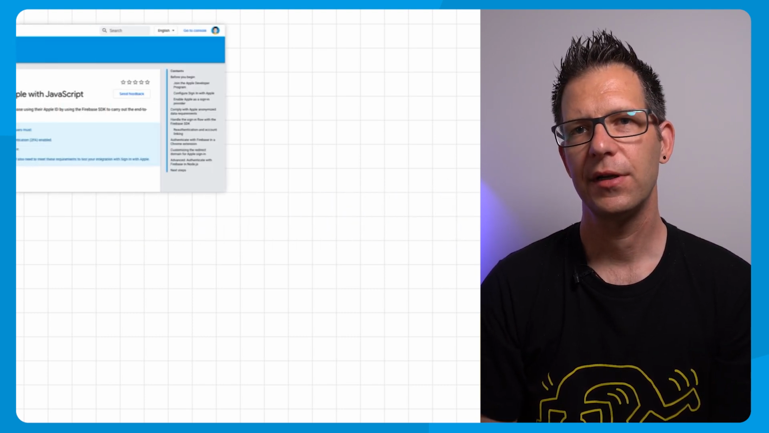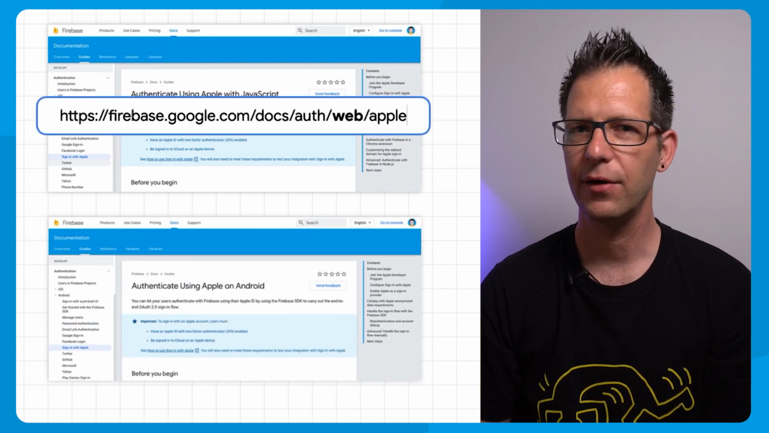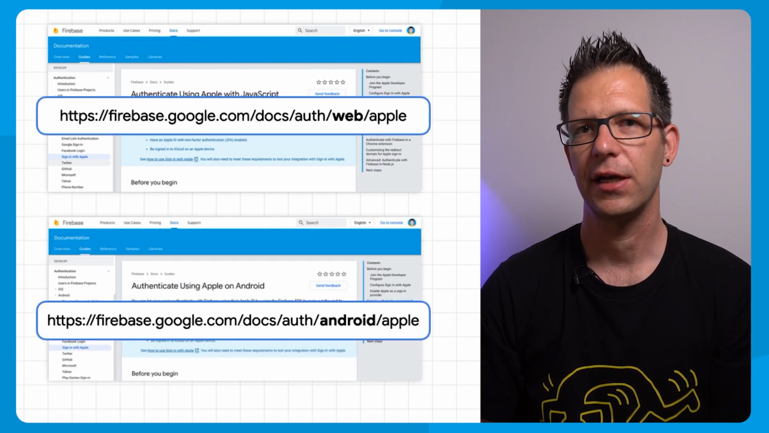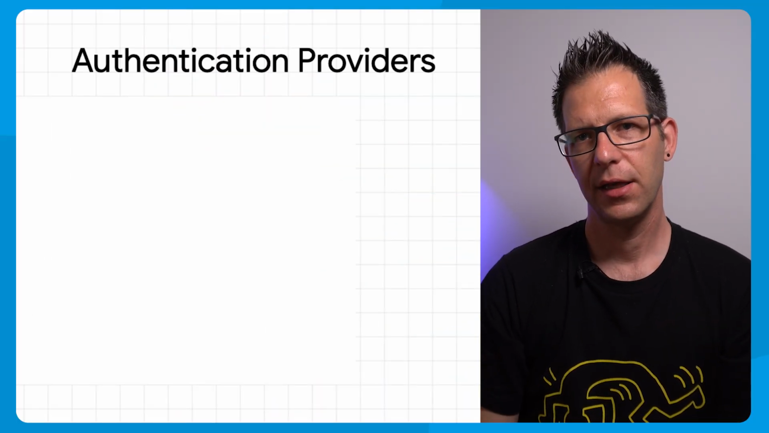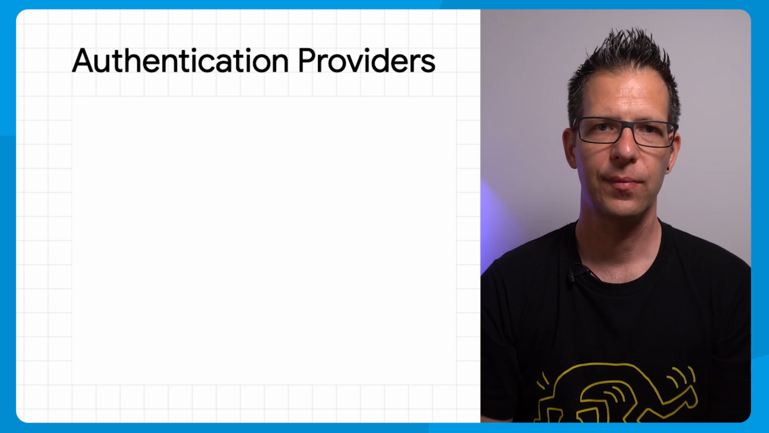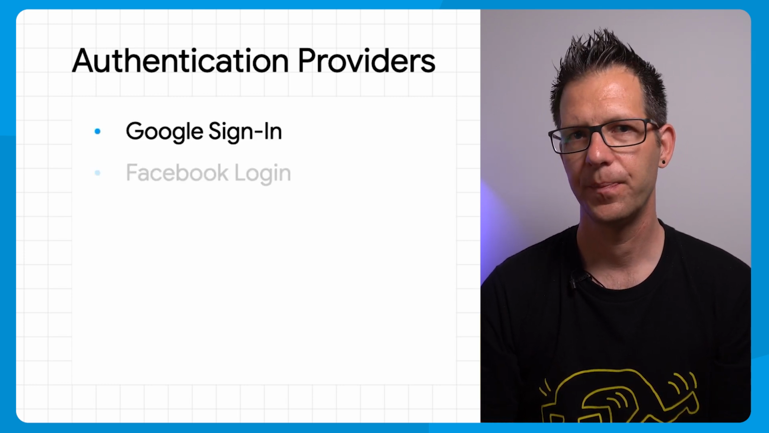The Firebase documentation contains guides for implementing Sign in with Apple on the web and on Android, so go and check them out. You should also start looking into any other authentication providers that your users may expect in your app, such as Google Sign-in or Facebook Login.